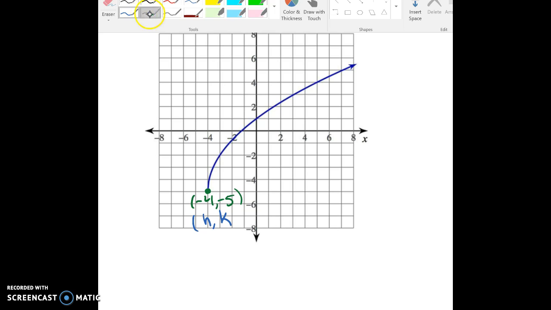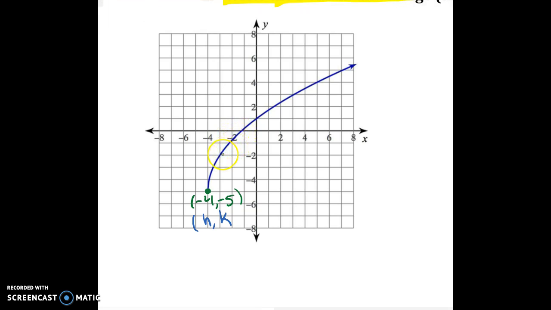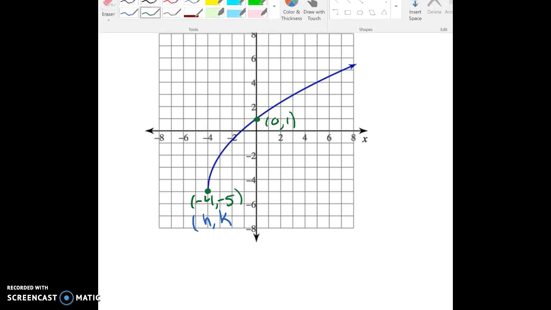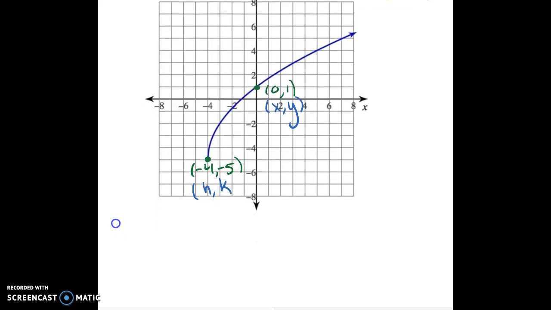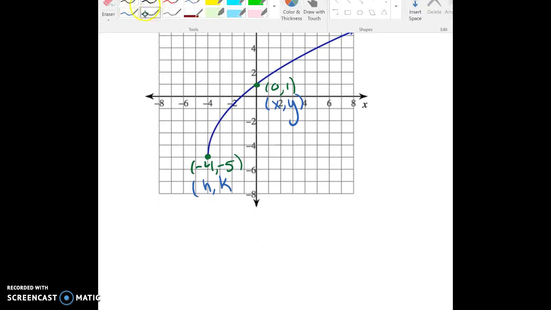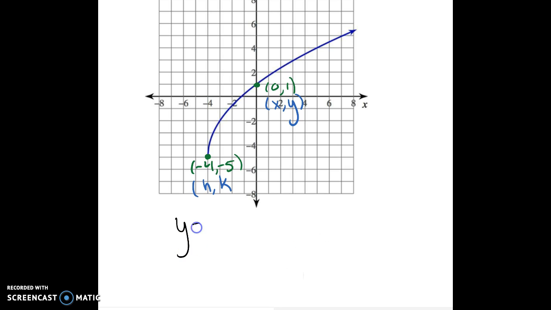Now we need to find one other additional point, and I'm going to use this point because it looks easy, and that is 0, 1. And my additional point gives me an x I can plug in and a y I can plug in. Now I need to make sure I have my graphing form ready to go here. This is my square root. And now I can start plugging this stuff in.